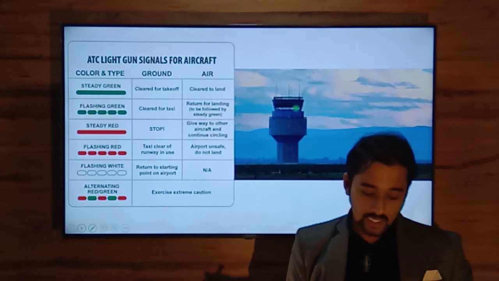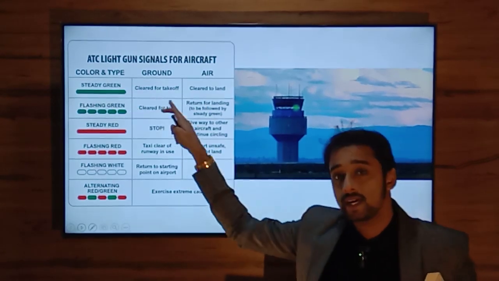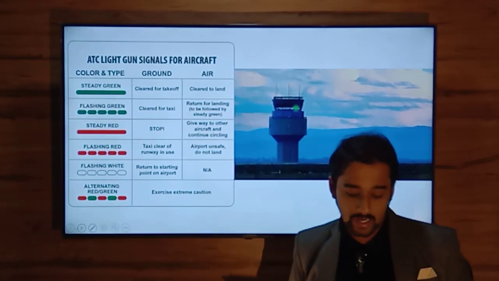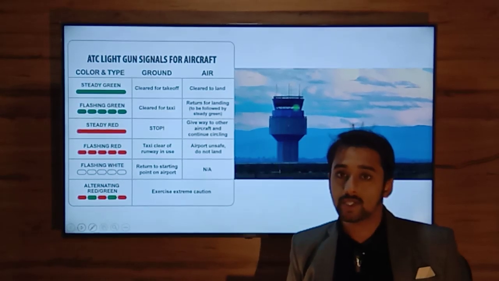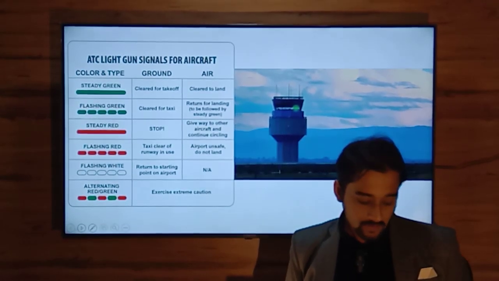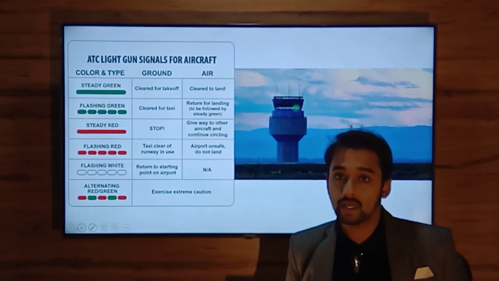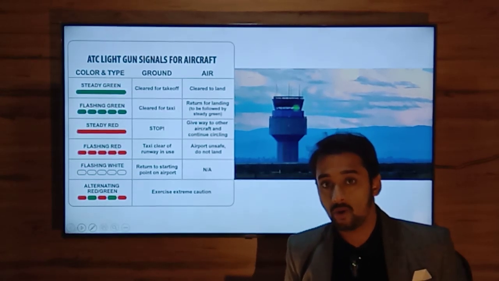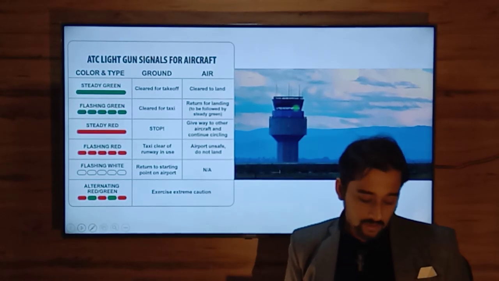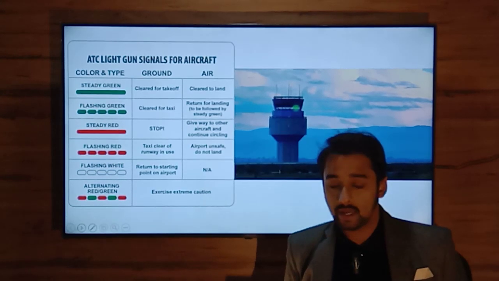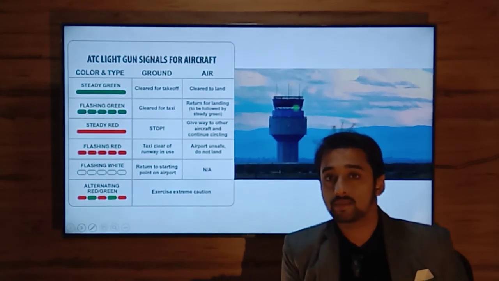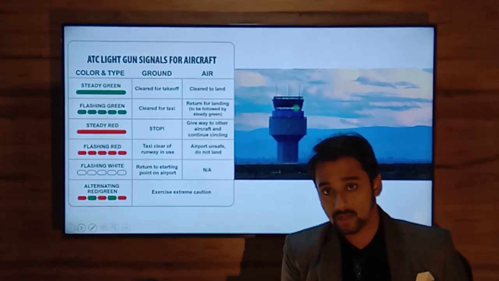Next, when you are in the air and you get a steady green light, that means you are cleared for landing. Flashing green means return for landing. Steady red means give way to other aircraft and continue circling or holding wherever you are. Flashing white is not applicable in the air, and alternating red and green means exercise extreme caution.